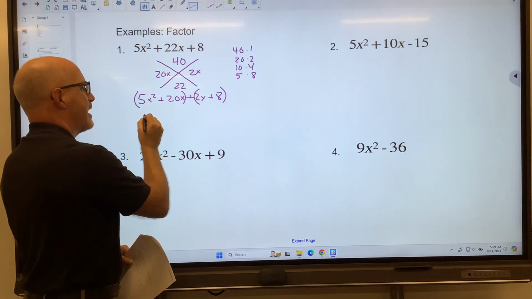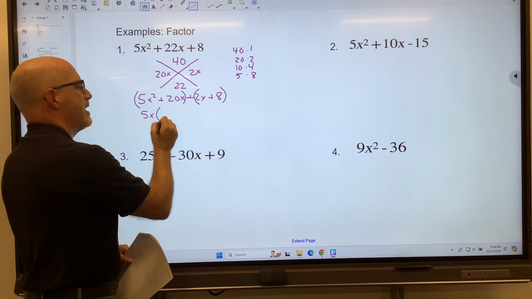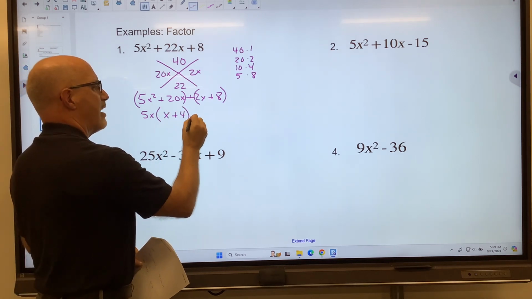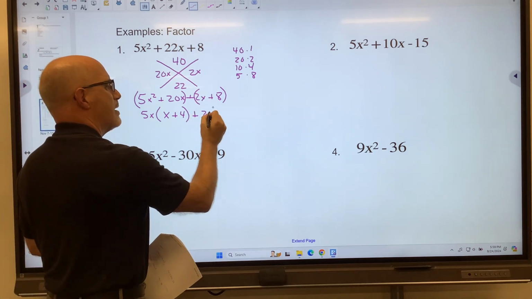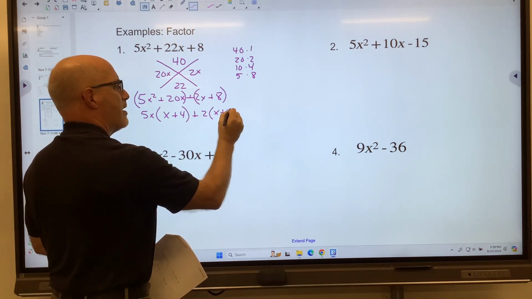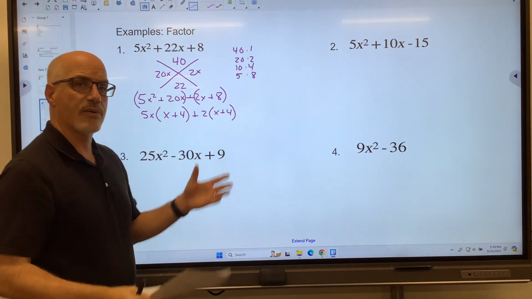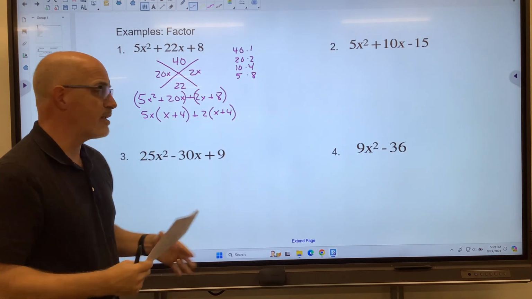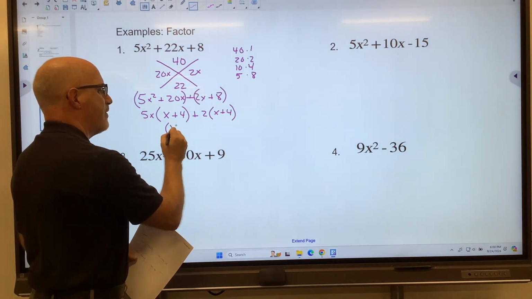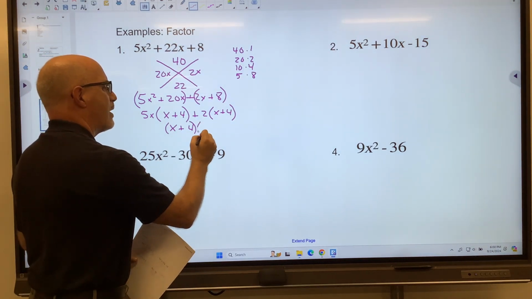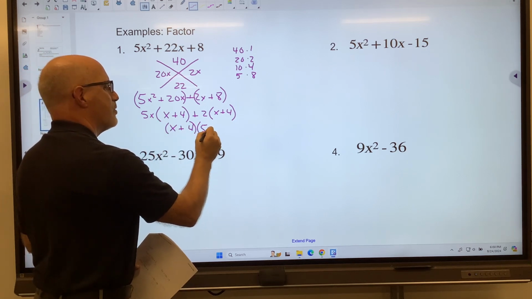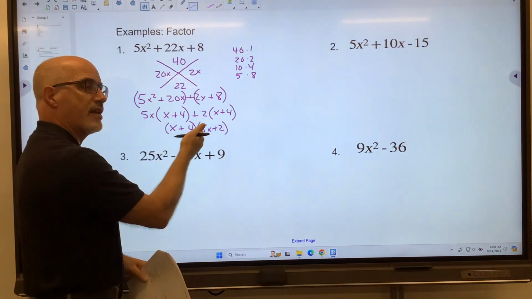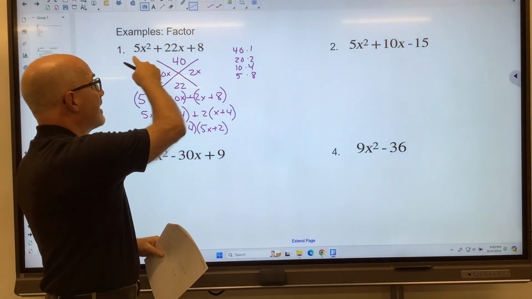So out here I'm going to take out a 5x, and then I'm left with just a 1x plus 4 when I factor that out. Here I'm going to take out a 2, I'm left with an x plus 4. Notice that that x plus 4 now is in common. I can factor that entire quantity out. That binomial comes out as the common factor. And what I'm left with is 5x plus 2. And now I've got the factorization of this. And if you were to double distribute this through, you would get this final answer.